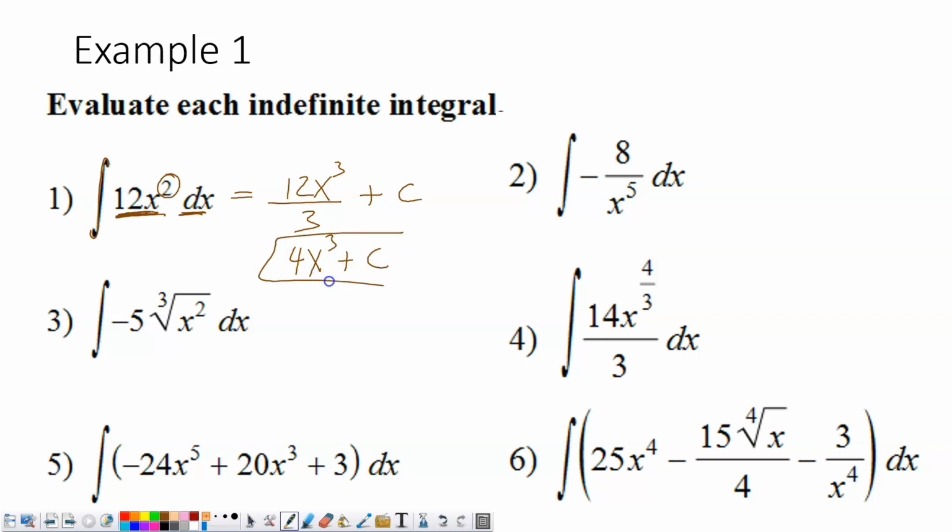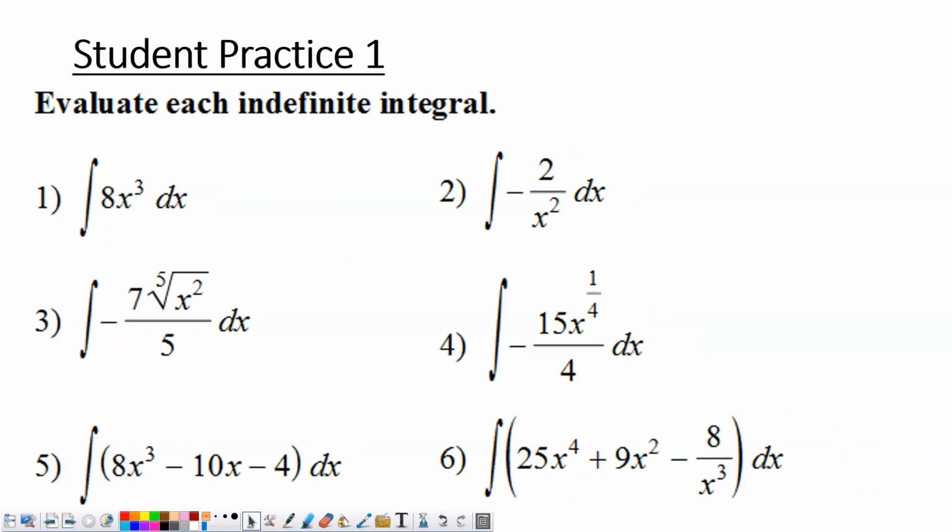I'm going to reduce, of course, and then we're all done. And you can check your work. What's the derivative of 4x cubed plus some random number that I don't know? Well, it would be 12x squared, which is what it should be. Okay, so that is that one.